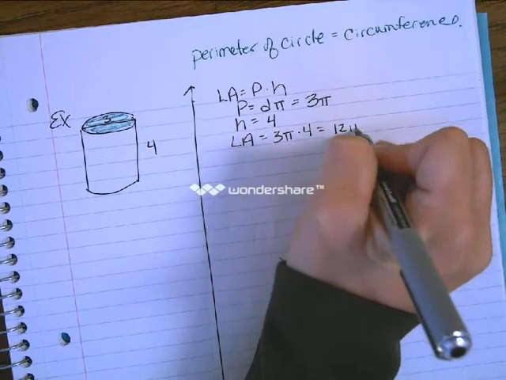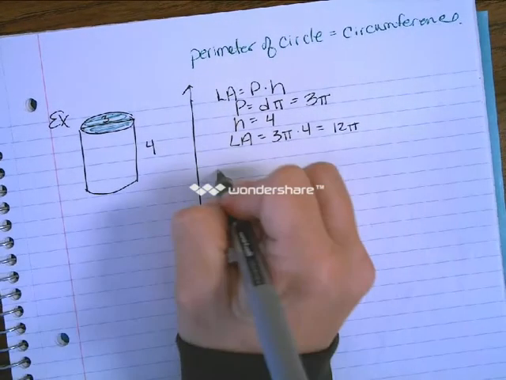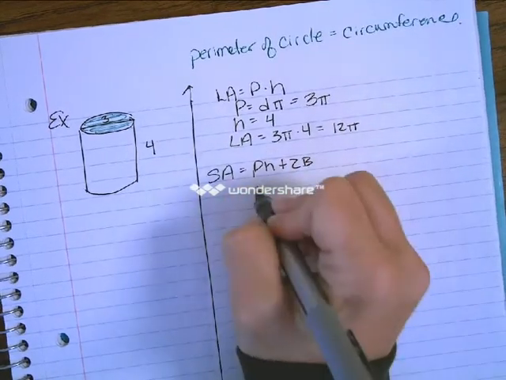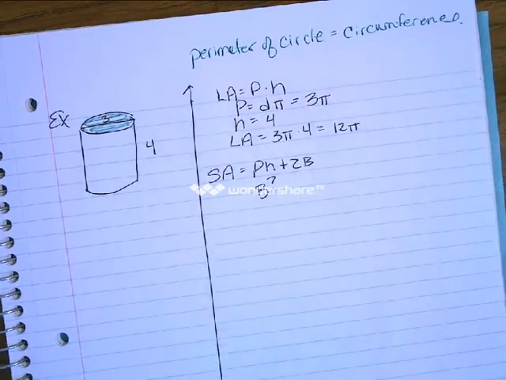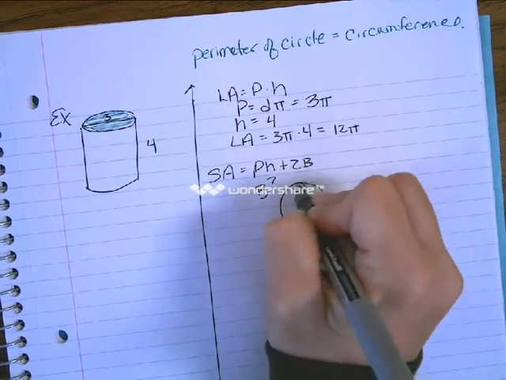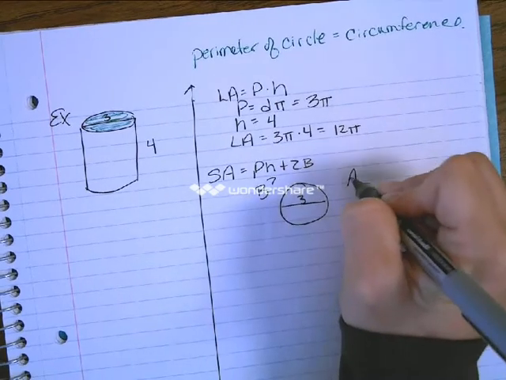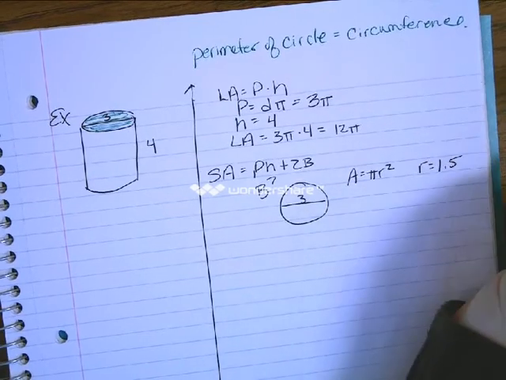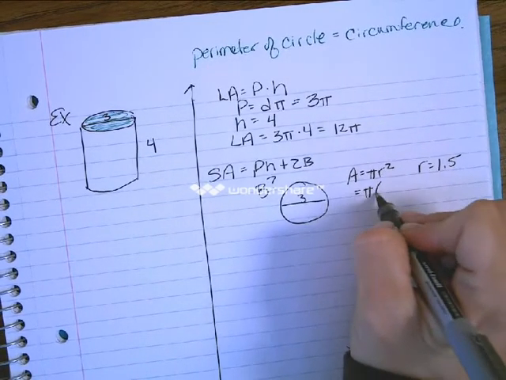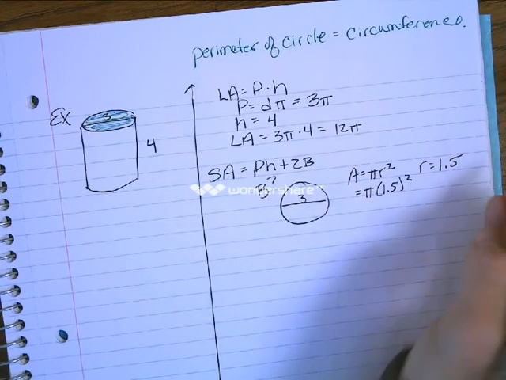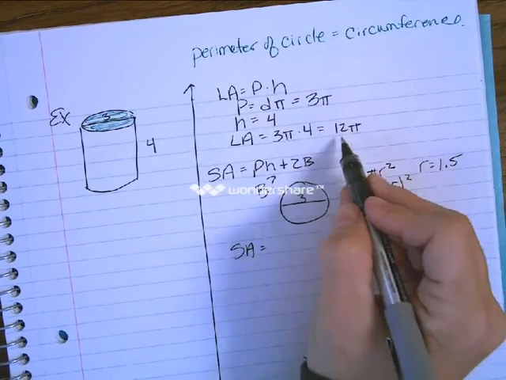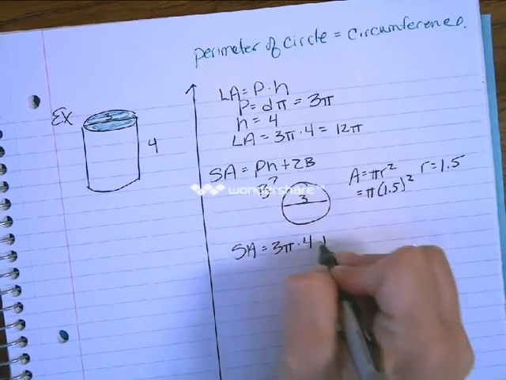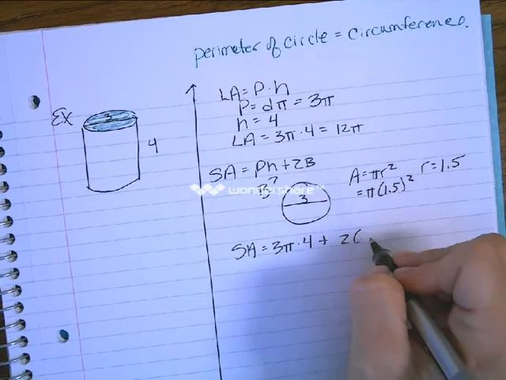Again, you have to find your big B, which is area of a circle. The diameter is 3, but the area of a circle is pi r squared. R in this case is 1.5. So pi 1.5 squared. So the surface area equals, we got the pH, which is 3 pi times 4 plus 2 times 1.5 squared pi. And if you type all that on your calculator, you get 51.8.